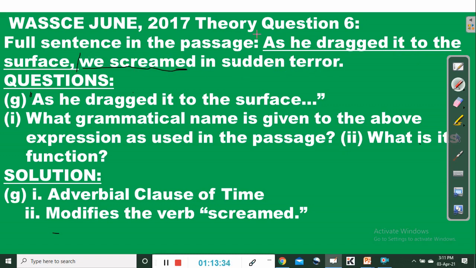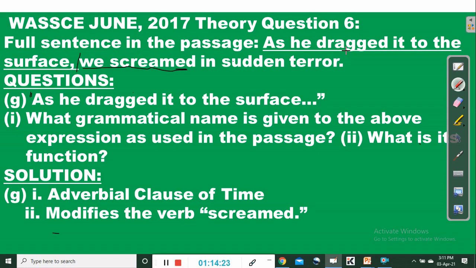Now, let's look at this expression, and that will give us a clue as to what type of question it is providing an answer to. As he dragged it to the surface, we screamed in sudden terror. This is giving us an idea as to the time we screamed: it was the same time that he dragged it to the surface. At that very point, when he dragged it to the surface, we screamed. So it is describing time. It has more to do with timing than any other type of question we may ask.